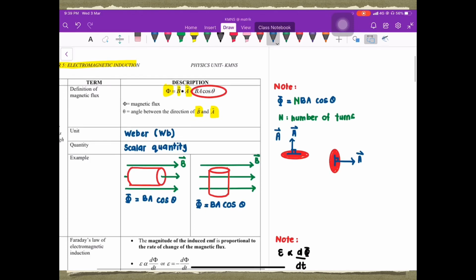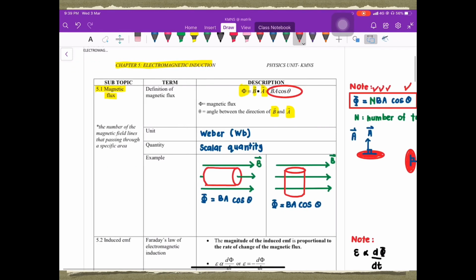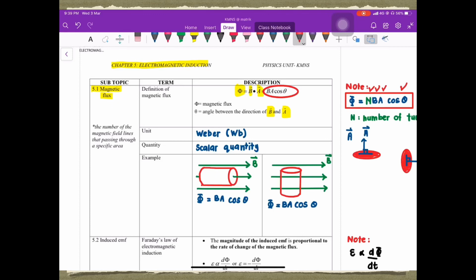Next, if we have many turns, we can write the magnetic flux as N BA cos theta, where N is the number of turns. Now, the unit for magnetic flux is the Weber, symbol Wb, and magnetic flux is a scalar quantity.